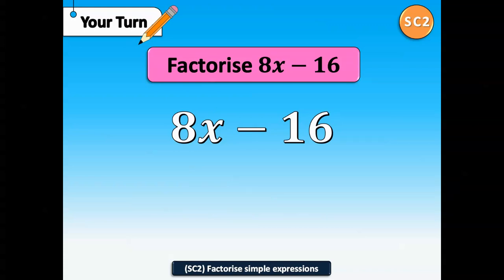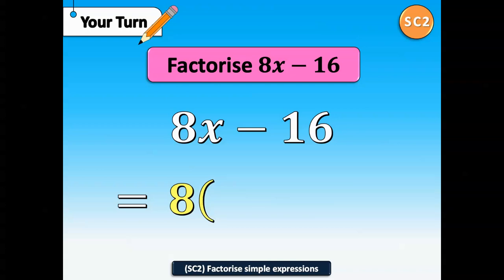Here's a question for you to have a go at. Pause the video, and when you're ready to see what you should have done, press play. So we need to first of all look for the biggest number that will go into 8x and minus 16, and that's 8. So 8's on the outside of the bracket.